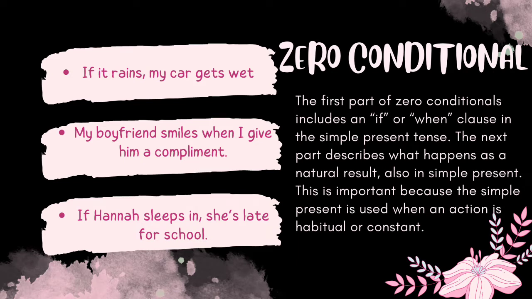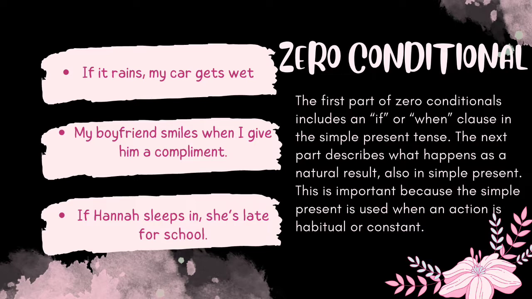Zero conditional: the first part of a zero conditional includes an if or when clause in the simple present tense. The next part describes what happens as a natural result, also in simple present. This is important because the simple present is used when the action is habitual or constant.